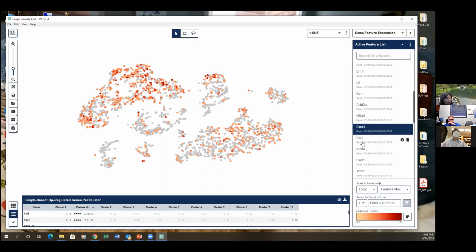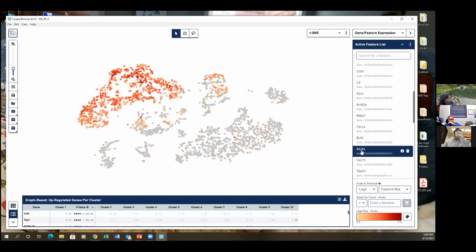Okay, then BCL6, kind of evenly distributed. AID, so this is higher intensity up there, but it's all over. That's interesting. They're all different. And CXCR5, it's mainly here and here, in this area, the light zone. This is TBX21, so that's kind of consistent with CXCR5.